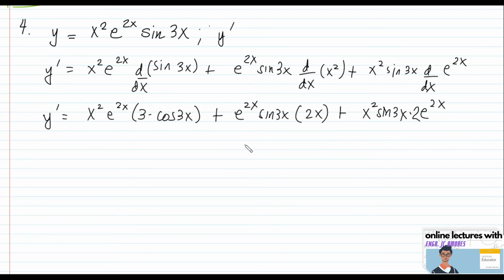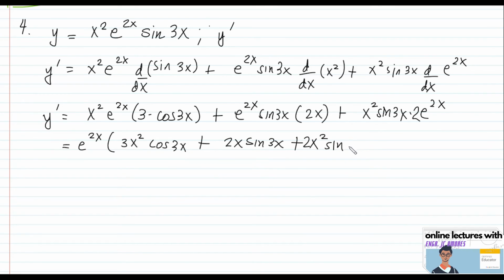Okay, so this is just a matter of simplification. All terms contain e raised to 2x. We could factor that out. So the first term here will simply become 3x squared, and then simply cosine 3x, plus we have here 2x times sine 3x, and then plus we have 2x squared sine 3x.